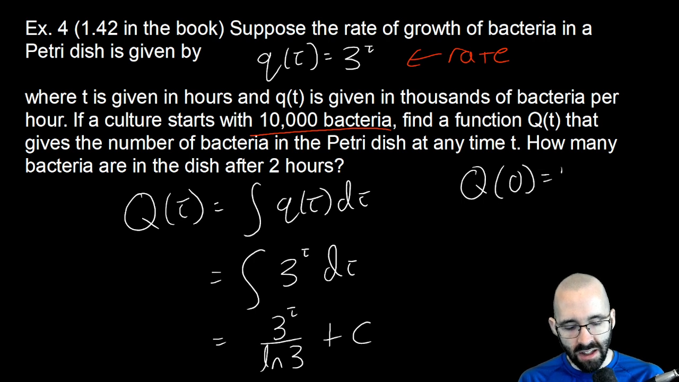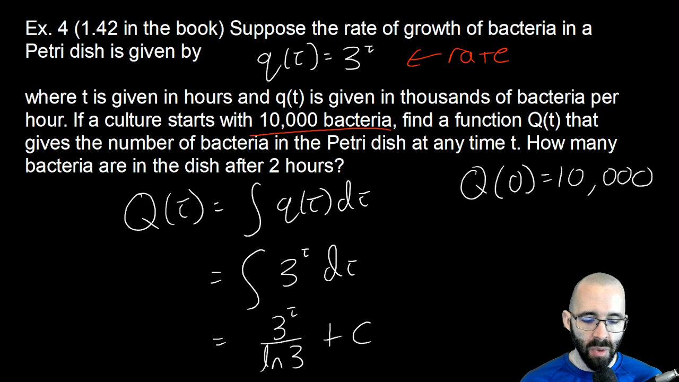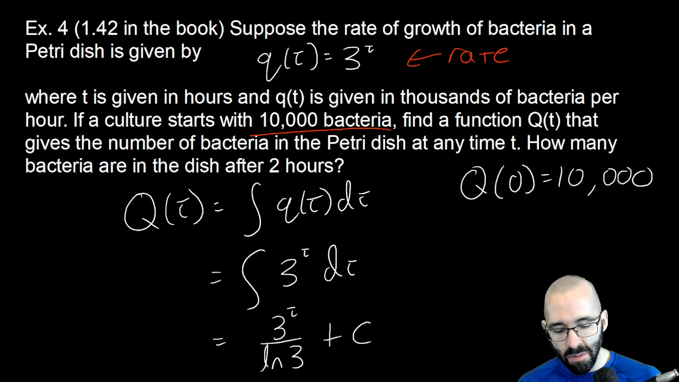We know that initially there are 10,000 bacteria. What's wrong with what I wrote down? There's a mistake with this. See if you can find it. The culture starts with 10,000 bacteria, so that looks right, no? Look at our units. Q is given in thousands of bacteria per hour, which means that big Q is in thousands of bacteria.